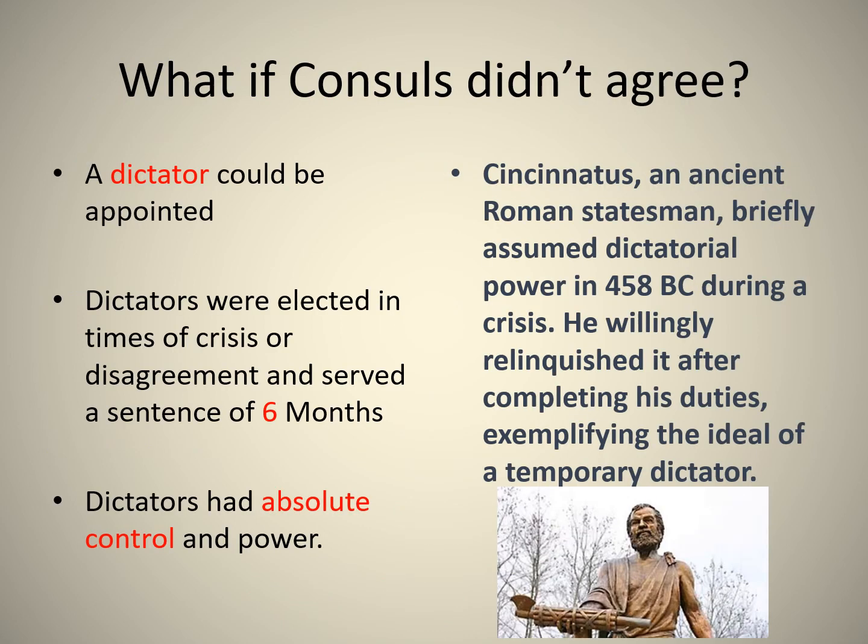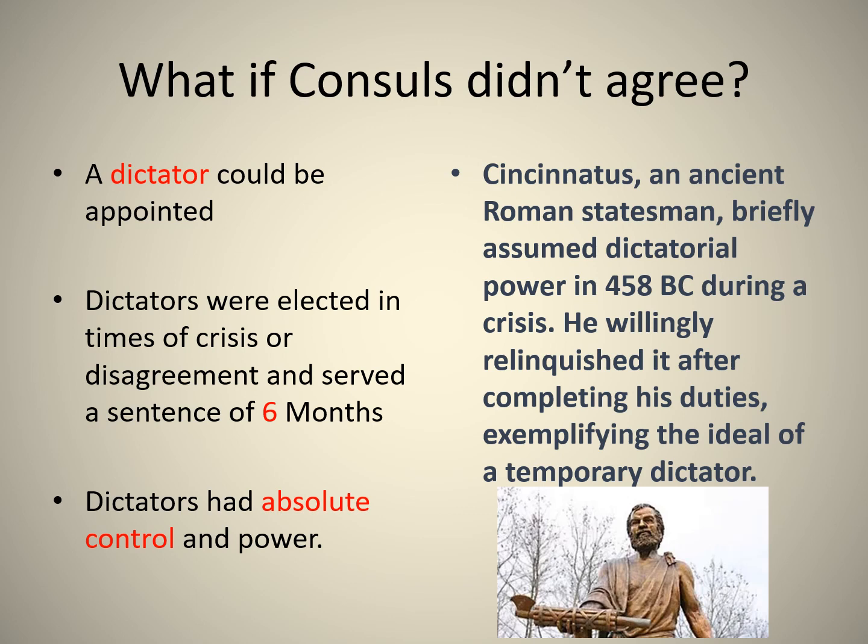If nothing was getting done, and the consuls really didn't agree, or in times of crisis, a dictator could be appointed. Dictators were elected in times of crisis or disagreement, and they could only serve for 6 months. Dictators had absolute control and power. Now remember, the Romans overthrew a tyrant so that more people had influence in their decisions. Dictators were only there for 6 months just in case.